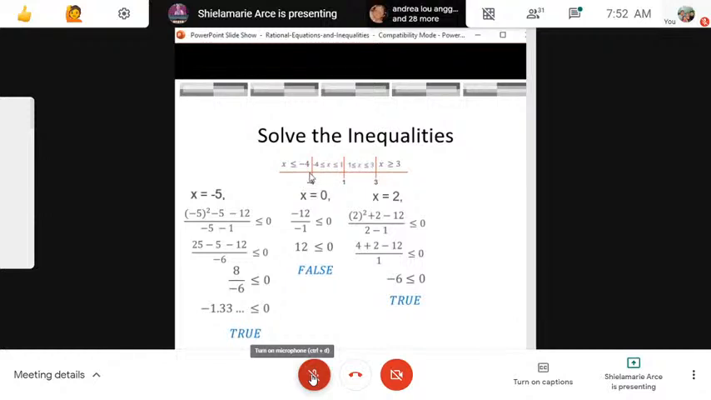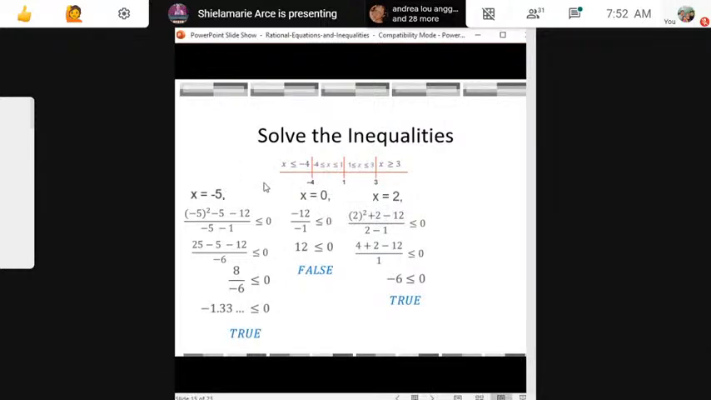So nakita nyo dito ha, negative 4 up to negative infinity, part of the solution set. Pero yung in between ni negative 4 to 1, hindi po kasama. From negative 3 to 1, hindi kasama. Tapos dito, from 0 to 3, kasama. Kasi nag-true tayo nung kay 3. Pero tingnan natin yung last one.